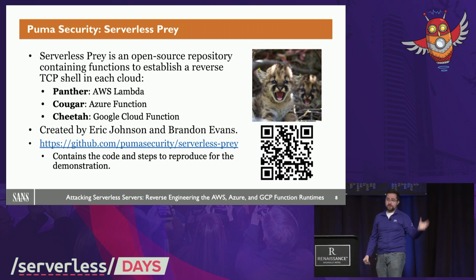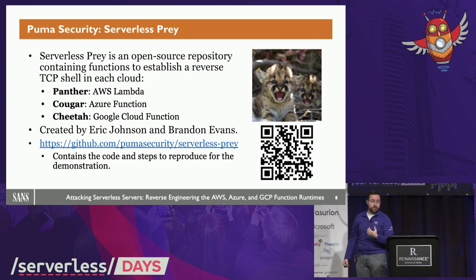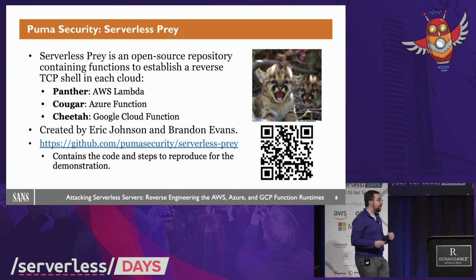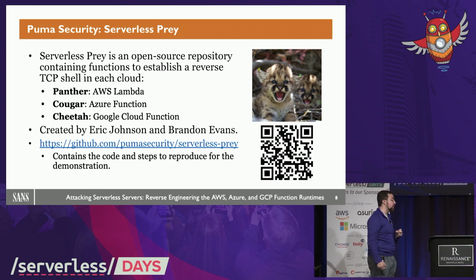He works for a company called Puma Security. So the theme of this is all big cats of prey. So we have Panther for AWS, Cougar for Azure Functions, and Cheetah for Google Cloud Functions. So I'm going to give you a brief overview of how this technology works, and then the rest of the presentation is going to consist of us actually hacking these services and servers using this technology.